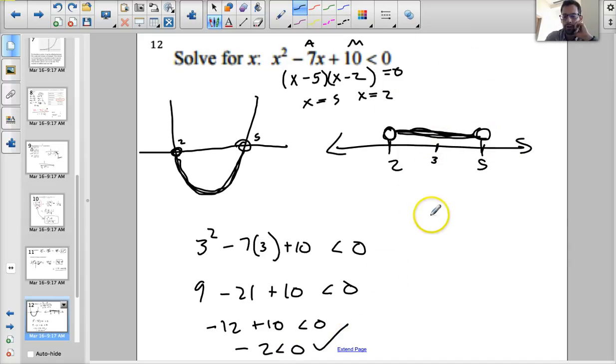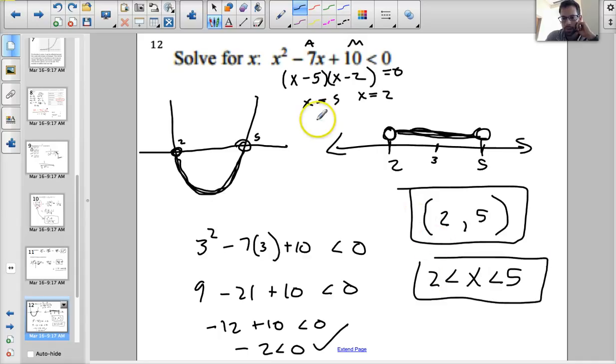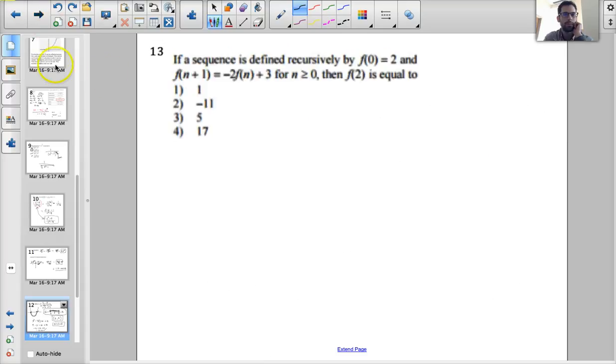So I can say for sure my solution set is going to be the values of x that are in between 2 and 5, with neither being included. I could also write it that x has to be in between 2 and 5 this way, or of course I can put it on a number line like this. So you have a lot of different ways you'd express this solution set.